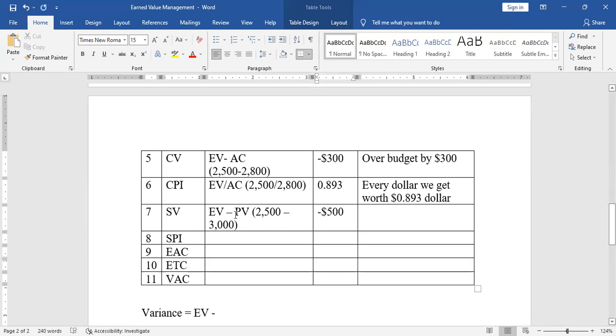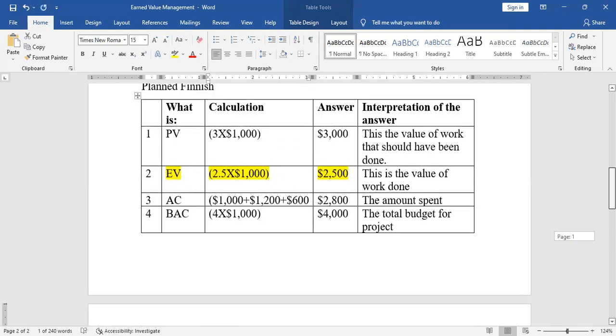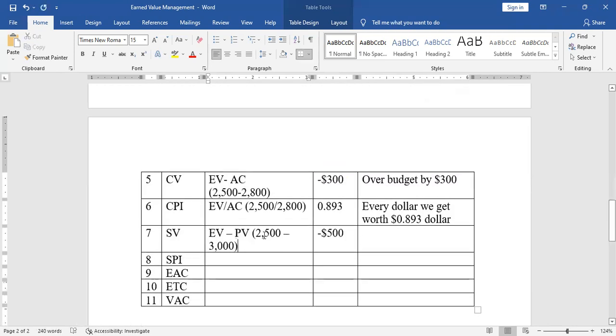In interpretation, we'll say this. Remember, EV is the value of work done. PV is the value of work that should have been done. So if the value of work that has been done is 25, when we should have done work worth 3,000, it simply means that we are behind schedule. So I'll write here, we are behind schedule.